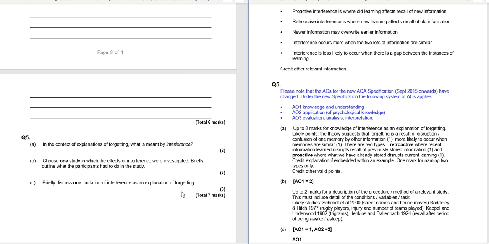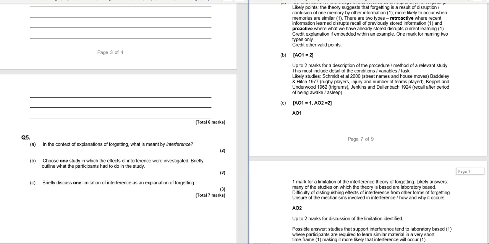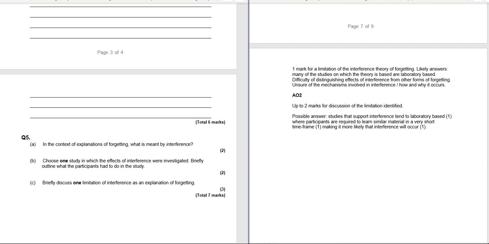Briefly discuss one limitation of interference as an explanation of forgetting. Again, you could talk about research there, and that's probably the best way of looking at that. So, for example, many of the studies which the theories are based on are lab-based, and this is a problem because it doesn't tell us anything about real life. So if we were going to talk about, for example, Baddeley and Hitch's study of the rugby players, we could say that one problem with that was the lack of control. For example, because it was a field experiment, we weren't fully able to control it. We weren't fully able to track what happened to all those rugby players over the course of the research. So in that case, we wouldn't be answering it exactly like this, because this example here is talking about lab-based research.